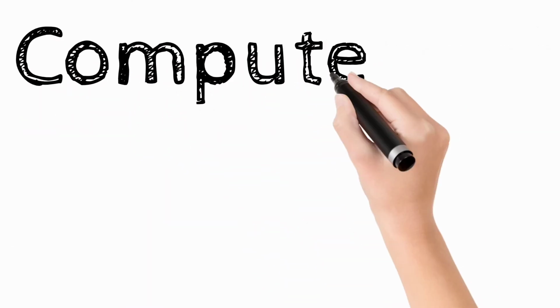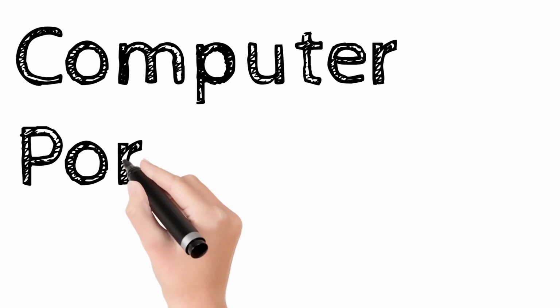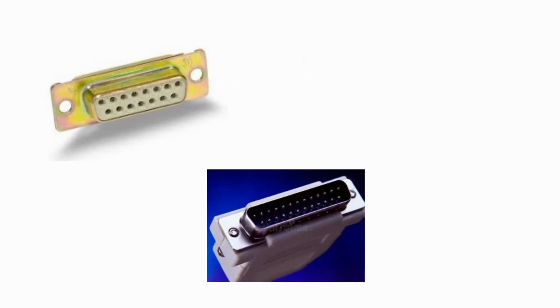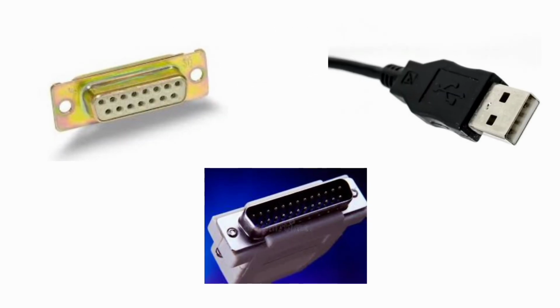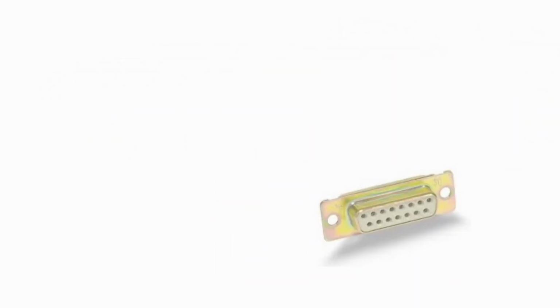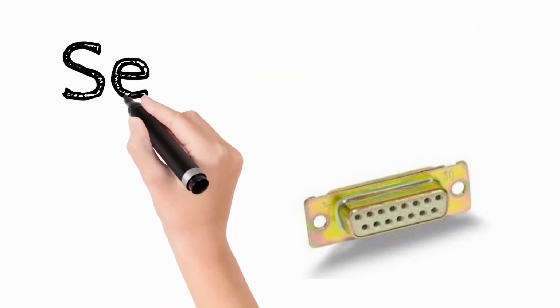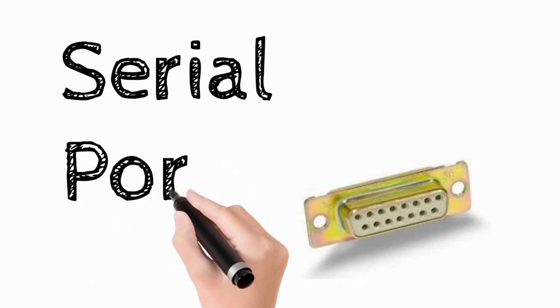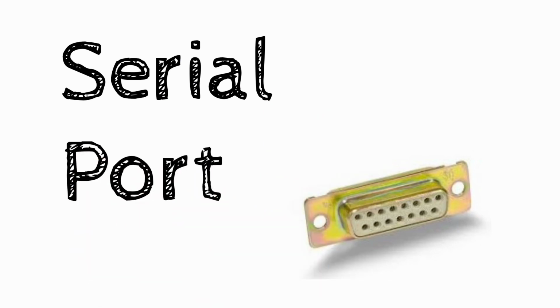Now let's talk about the ports of the computer. A port is a socket that enables an external device, such as a printer or mouse, to be attached to the computer. There are three basic types of ports: serial port, parallel port, and USB. First, we discuss the serial port. A serial port allows a serial hardware device to communicate with the computer by transmitting one bit of information at a time.